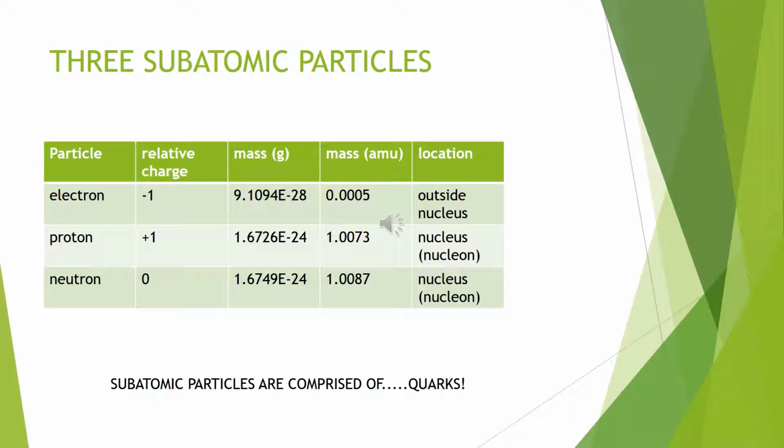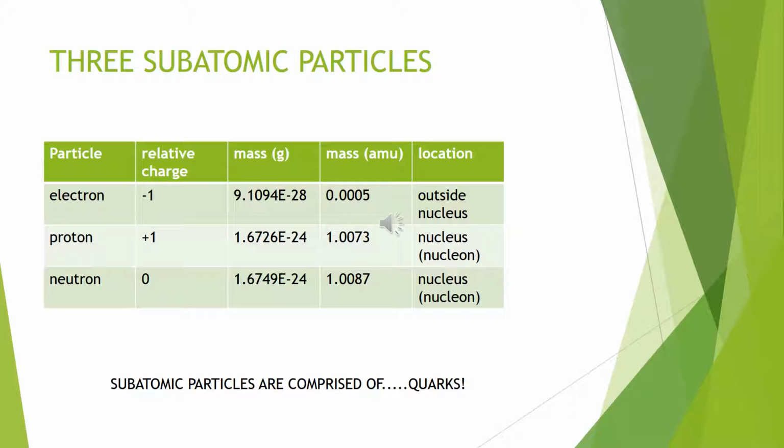And finally, the neutron has a charge of 0, hence the name neutron for neutral, electrically neutral. It has a mass just slightly greater than the proton, essentially the same mass. Both of them are much greater than the electron, and it also resides in the nucleus, making it a nucleon.